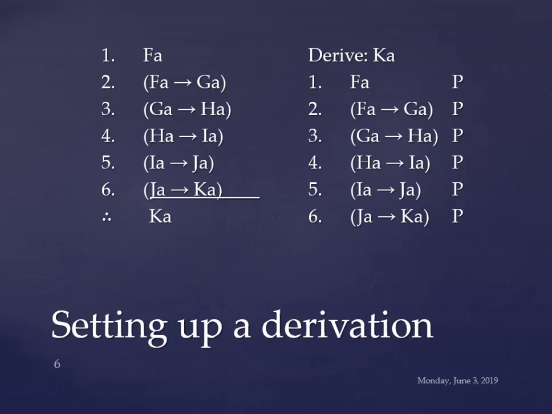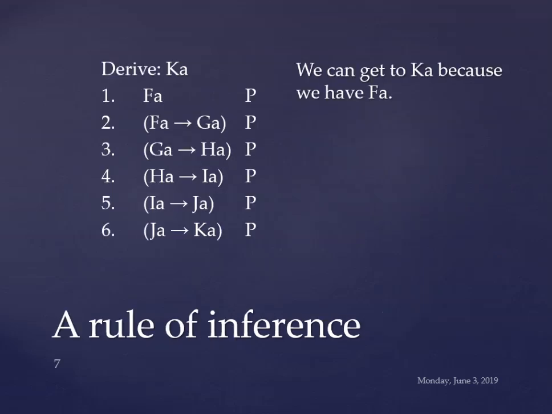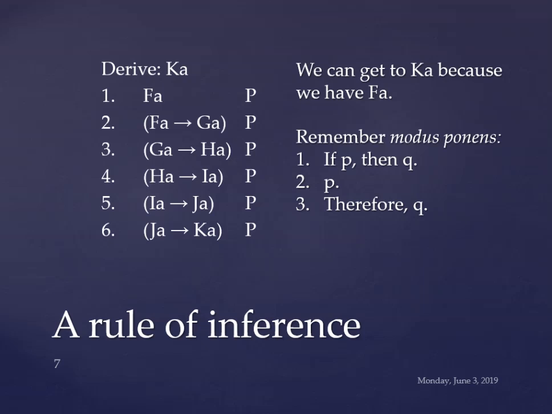Now, here's what we have to understand: we can get to Ka because we have Fa. If you remember the inference of modus ponens, the way that inference works is that if you have if P, then Q, that's an assertion. That's premise 1. And then you have P. So then you can conclude, therefore, Q. So that's a valid argument form.